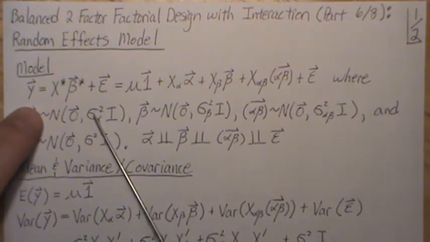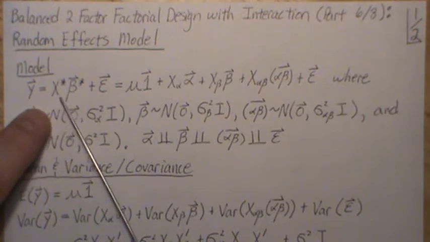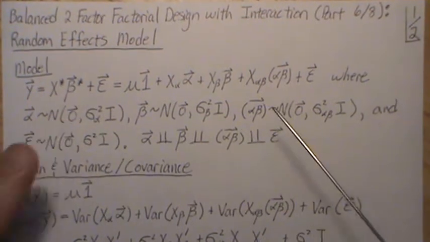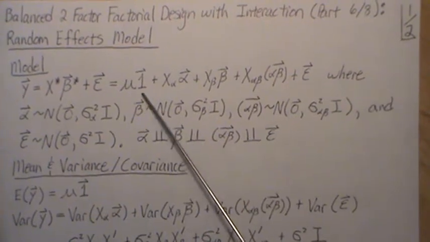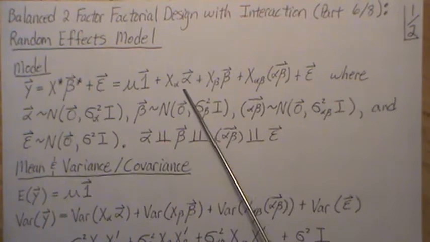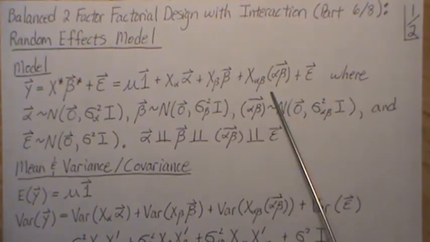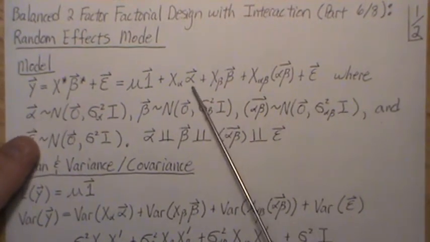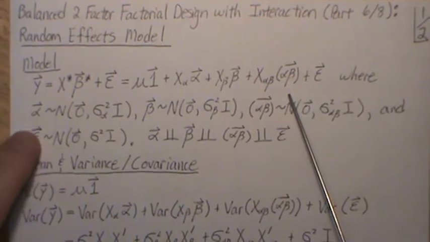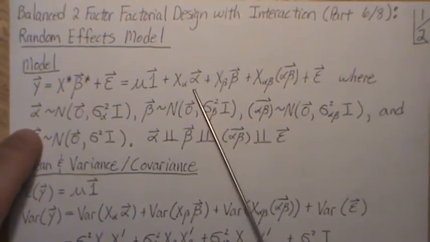Now the model in previous videos was y equals X* beta* plus epsilon. So it is a linear model. And then we partitioned it into a constant term, the part associated with factor A, factor B, and their interaction. And in previous videos, we assumed these parameters were fixed unknown parameters. But in this video, we're going to assume that they're random variables.